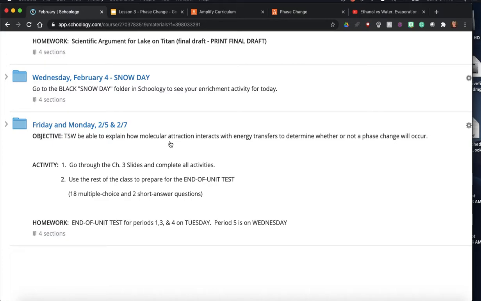So instead of taking 4 days to do all the lessons in chapter 3, I just kind of combined them all, put them in a chapter 3 slide. We're going to go through that today. We've got some activities for you to finish. And then the rest of class time you will be able to use to prepare for the end of the unit test. This will be for you on Wednesday of this week. It will be 18 multiple choice and 2 short answer questions. So it's just an amplified test. You guys know what those look like. 18 multiple choice and 2 short answer questions.